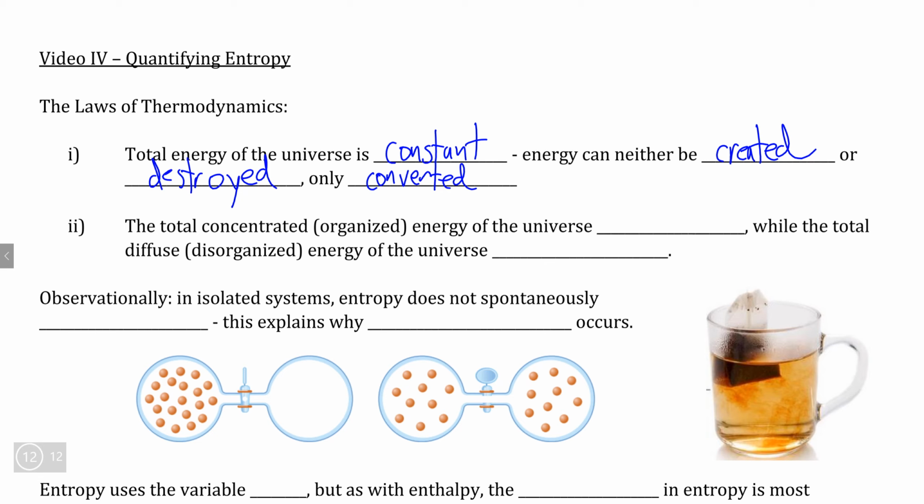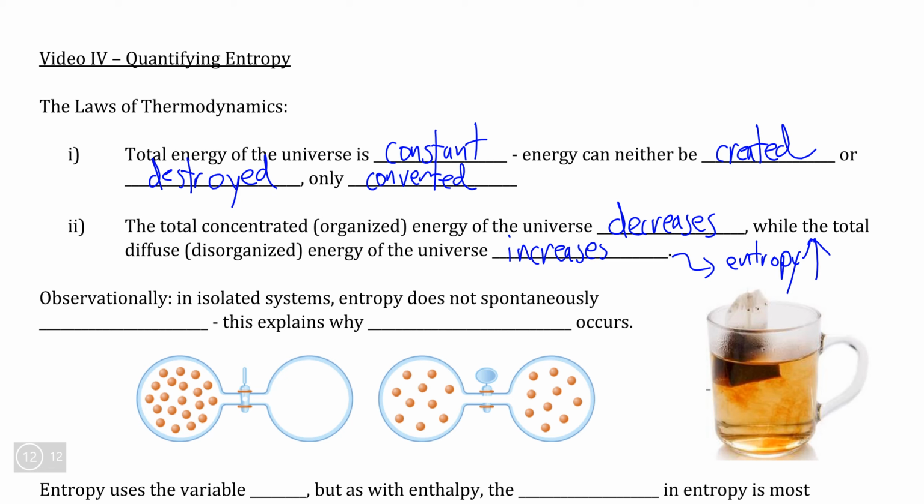Premise number 2, which we were exposed to in the previous video, states that the total concentrated or organized energy of the universe is in a constant decrease, while the total diffuse, disorganized energy tends to constantly increase overall. What this means is that the entropy of the universe overall is on a constant upward trend.